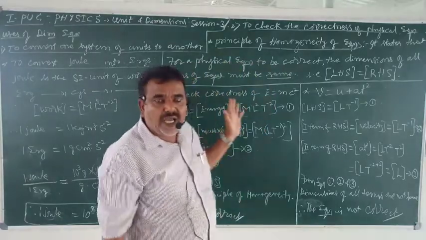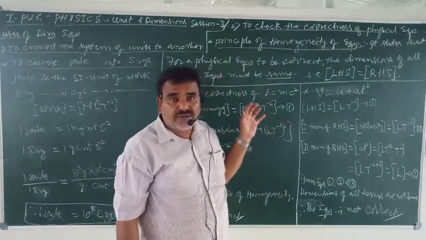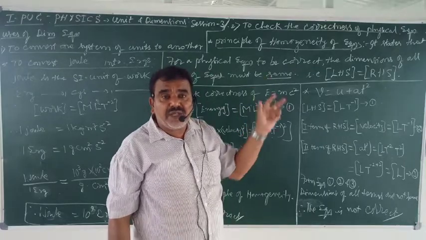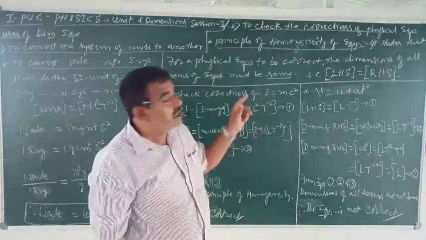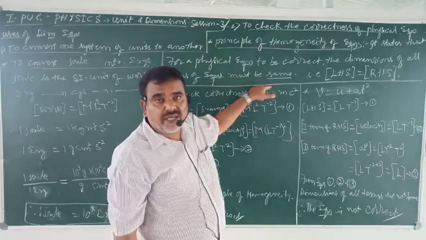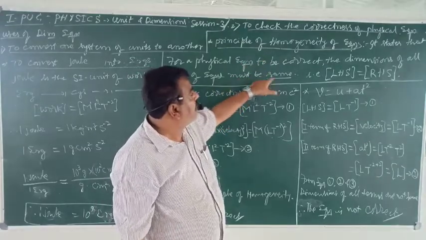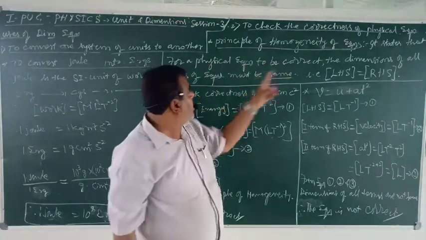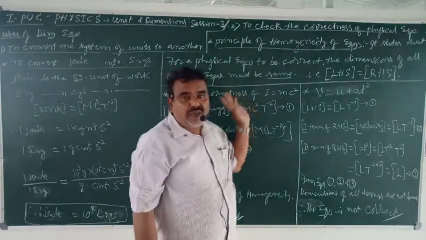Okay? We can add like terms. Unlike terms can simply be written but cannot be added. The same thing is here. For an equation to be correct, the dimensions of all the terms of the equation must be same.